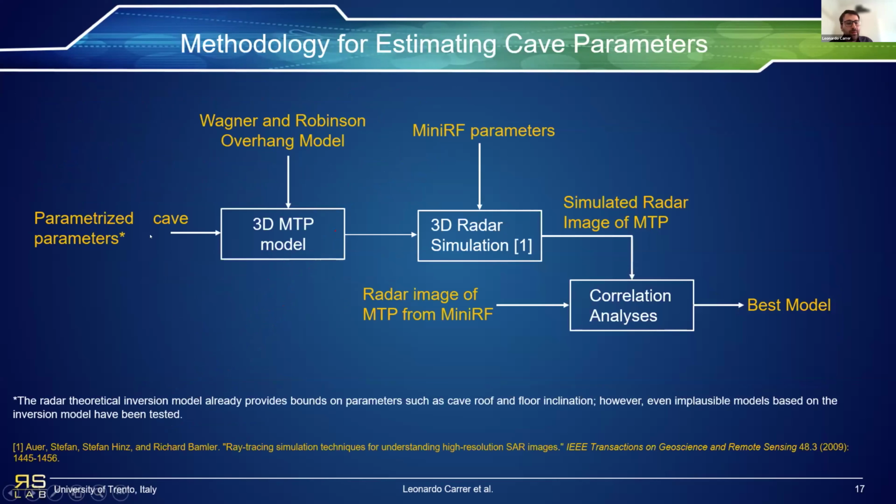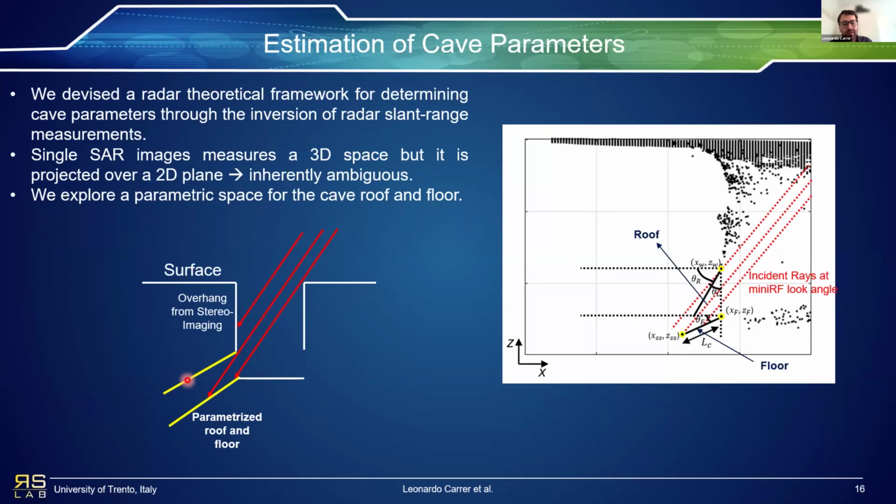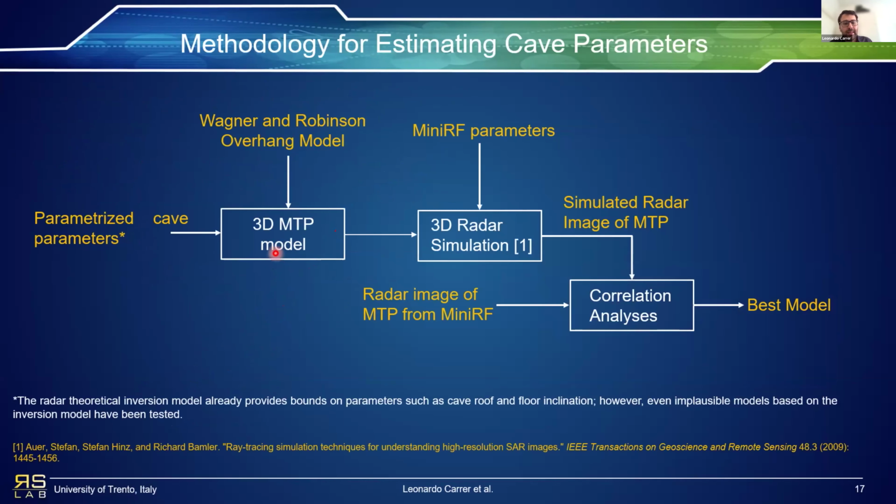So how did we do that? Well, we parameterized the cave parameters. So we had a parameterization for these two parts of the conduit. And then we generated a 3D model of the Mare Tranquillitatis pit, which of course included the model from Wagner and Robinson. And then we performed a 3D radar simulation, also, of course, considering the mini-RF parameters. And so we got a simulated radar image of the pit.